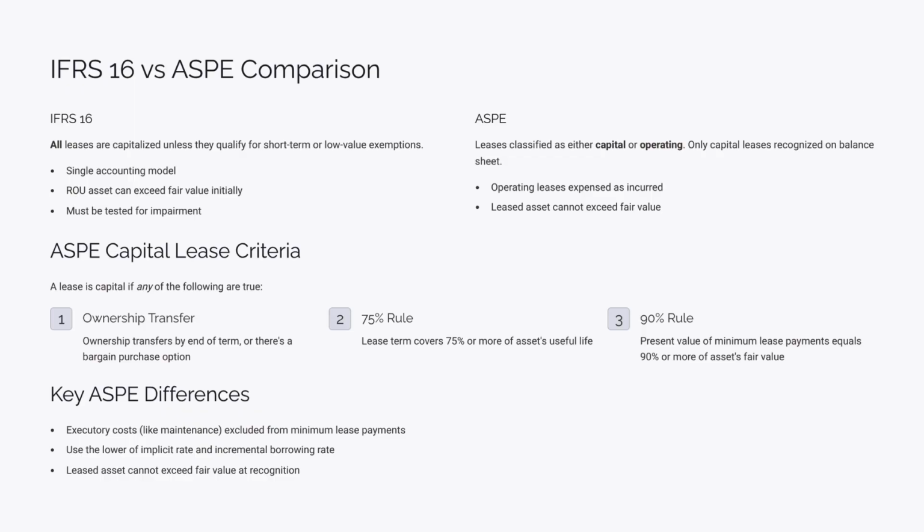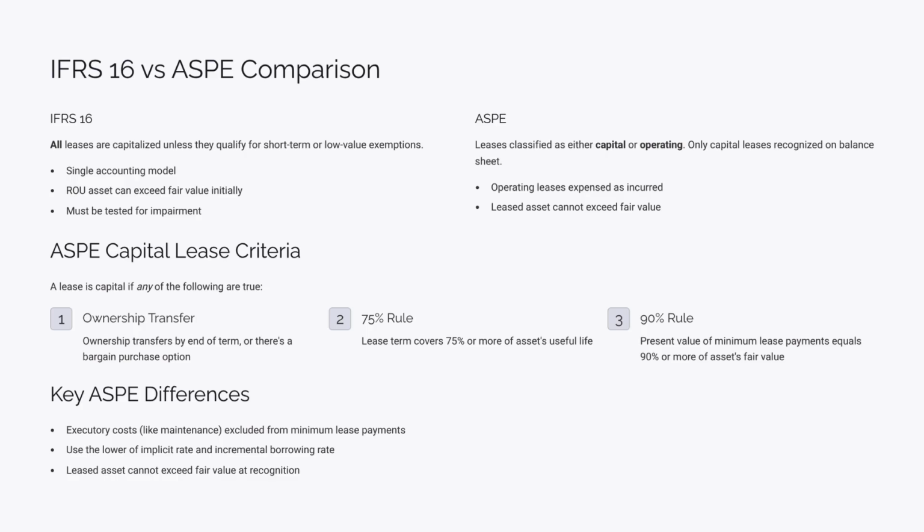Now let's shift gears and look at how ASPE differs from IFRS. Under IFRS 16, all leases are capitalized unless they qualify for the short-term or low-value exemptions. Under ASPE, leases are classified as either capital or operating. Only capital leases are recognized on the balance sheet. Operating leases are expensed as incurred.